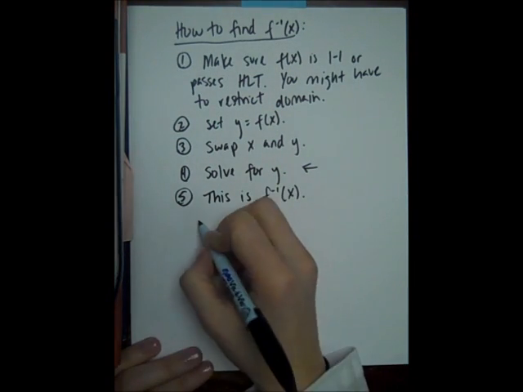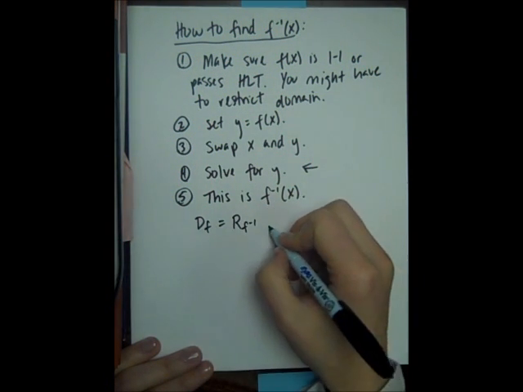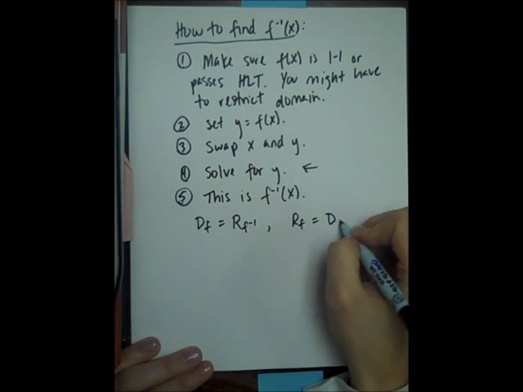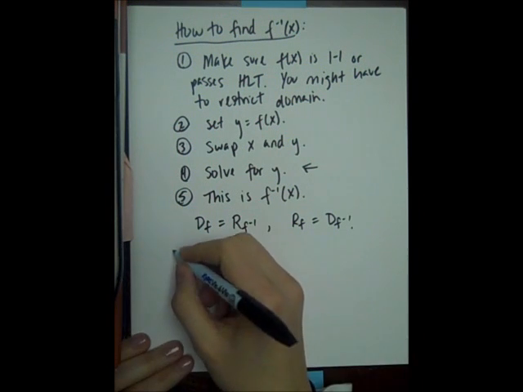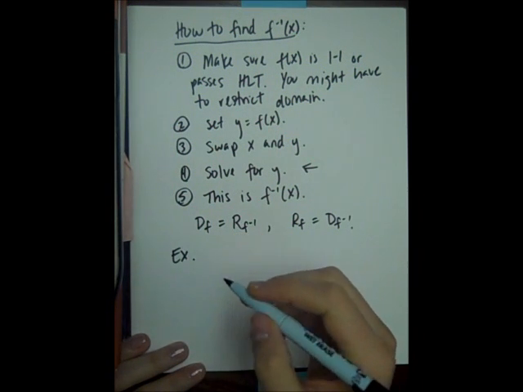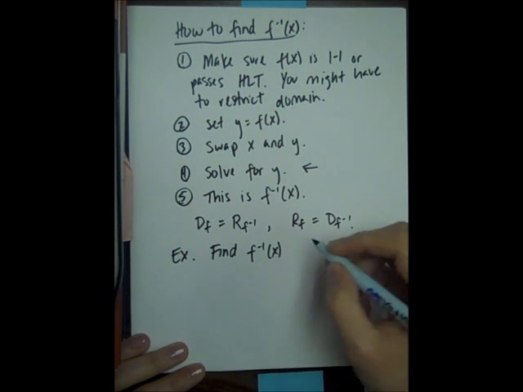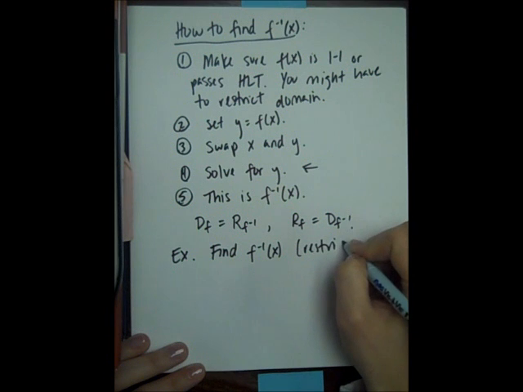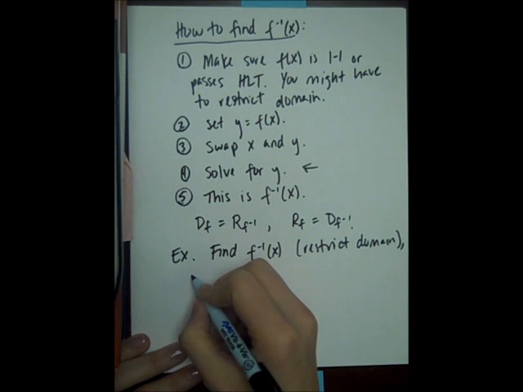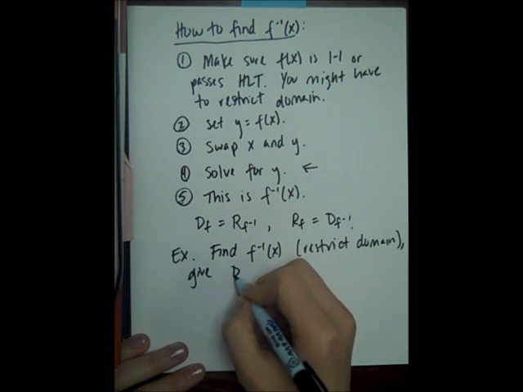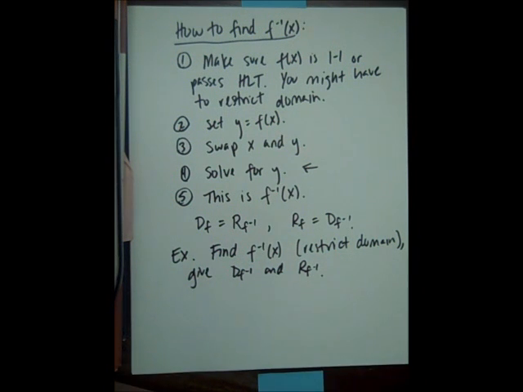One thing I do want you to recall is that the domain of f is the range of your inverse, and the range of f is the domain of your inverse. So let's just do a couple examples. I think we're going to do 4 examples. We want to find f inverse. We want to restrict the domain if we have to. We're going to find f inverse and then give the domain of the inverse and the range of the inverse. That's going to be our goal.